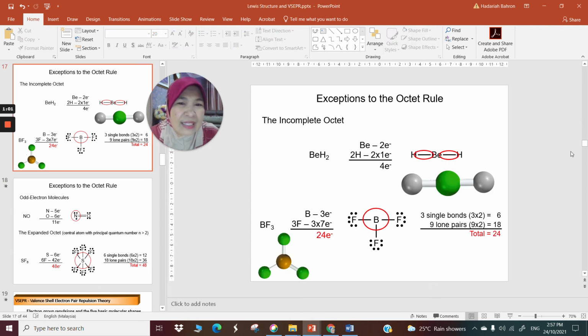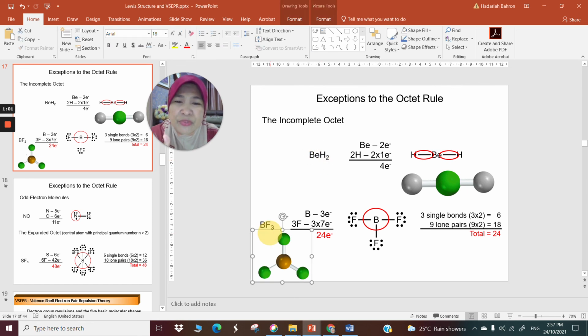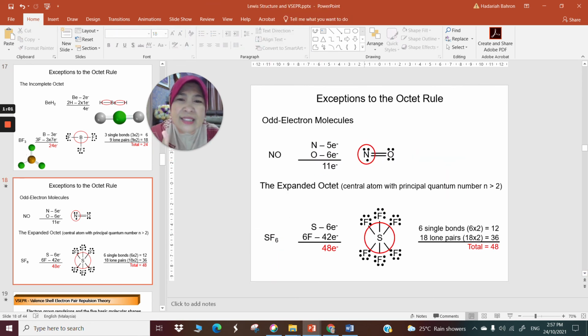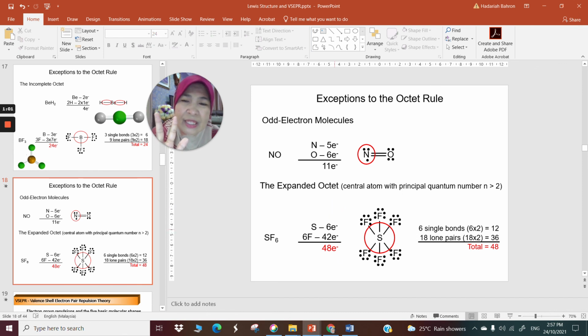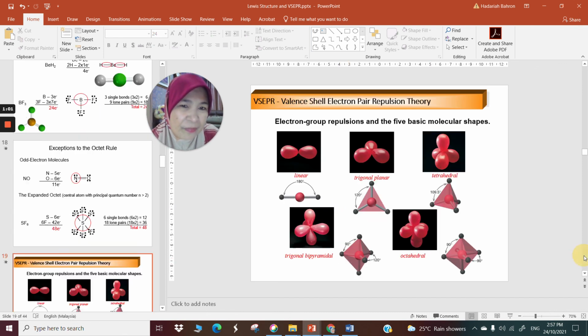So there are 3 types of exception to the octet rule. You have incomplete octet. The examples are BeH2, BF3. And the second type is the odd electron molecule, which is your NO2. And the third type is your expanded octet, the example of which is SF6.